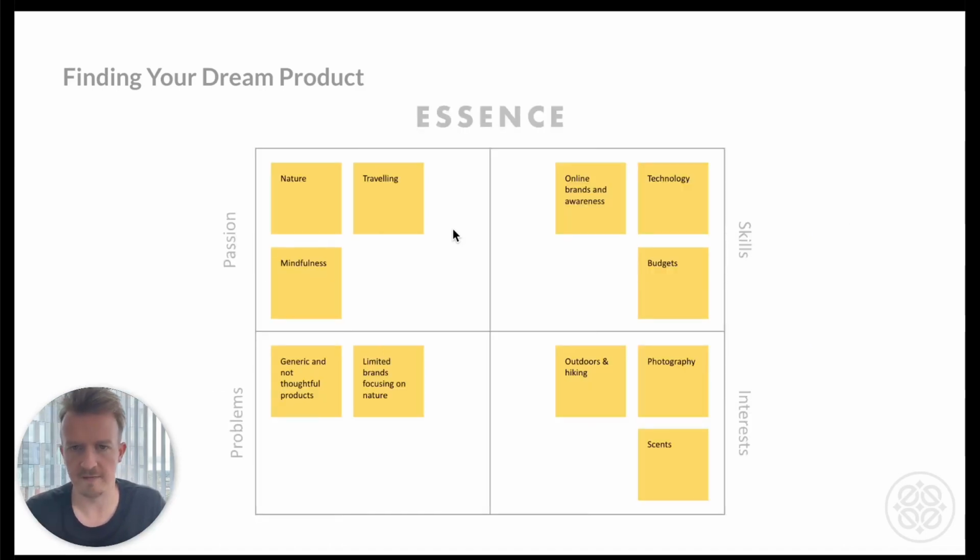This is what I put together for when I was creating Essence, my business, which is, okay, so what are my passions? So I really love nature. I love being outdoors. It's my downtime. It makes me feel peaceful. It makes me feel connected to myself. I love traveling. I love meeting new cultures. I like absorbing myself into different experiences. And the other one is mindfulness.